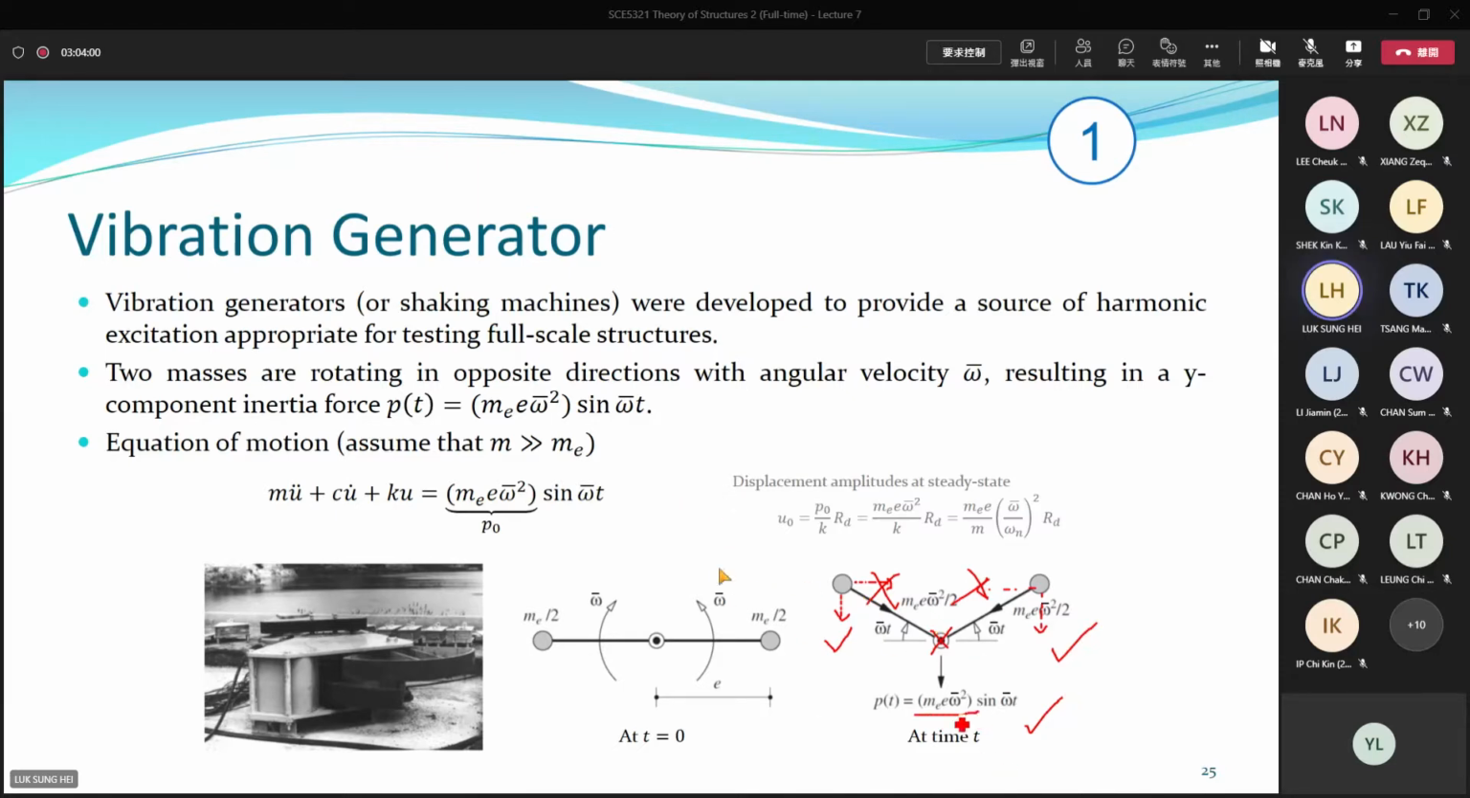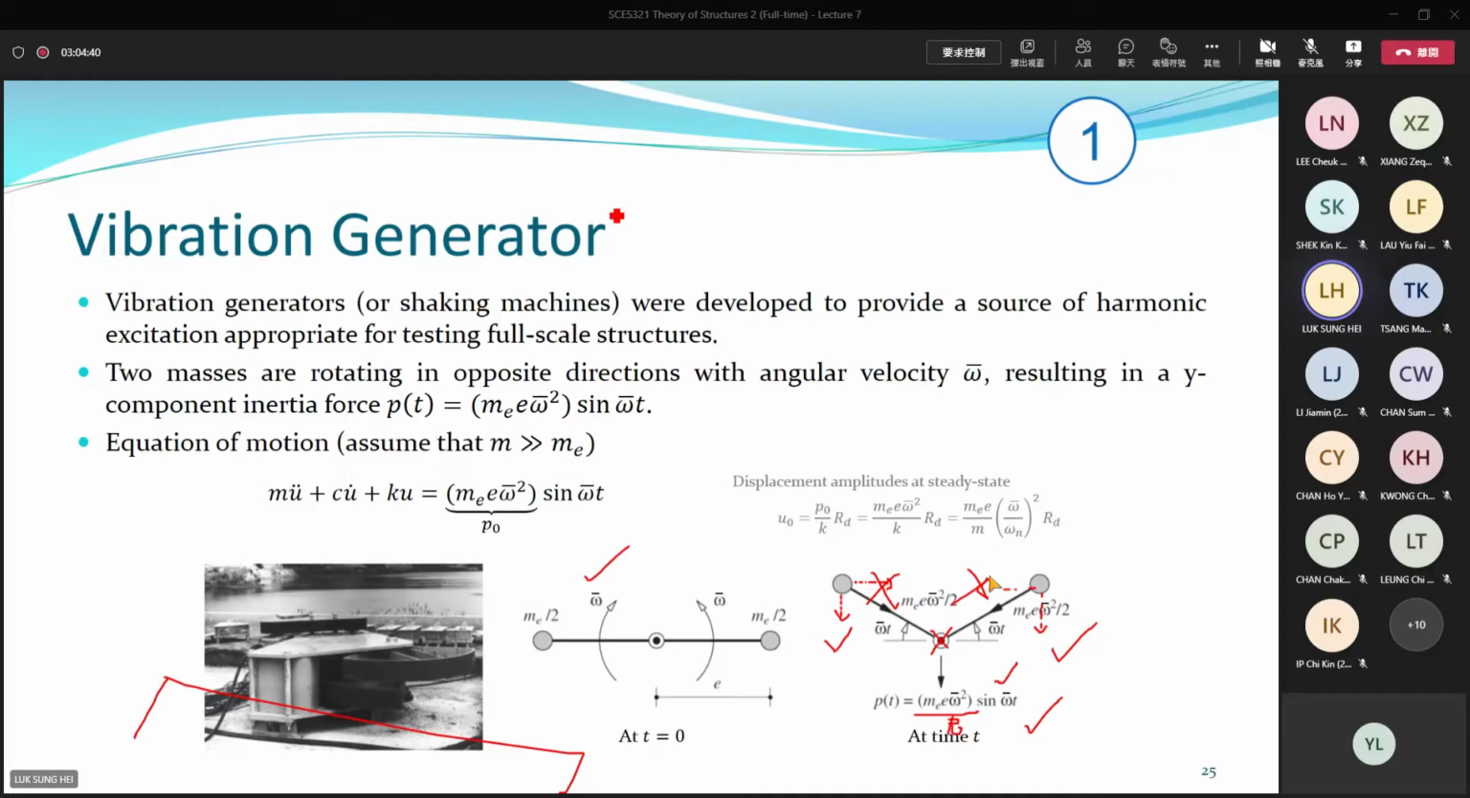This is the force amplitude, P, times sine omega bar t. When these 2 masses rotate, they generate a harmonic force. The loading frequency depends on the frequency at which the masses rotate. The higher the rotation speed, the higher the frequency. This is how you can generate force at different story levels. With these structures, you can put this generator on the platform on the floor slab, and it would generate a sinusoidal force horizontally on the structure.